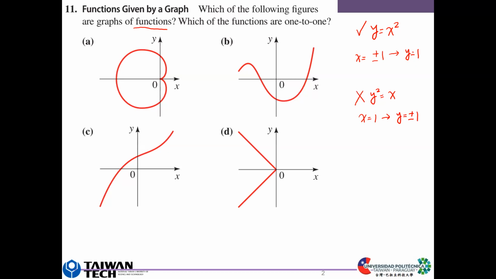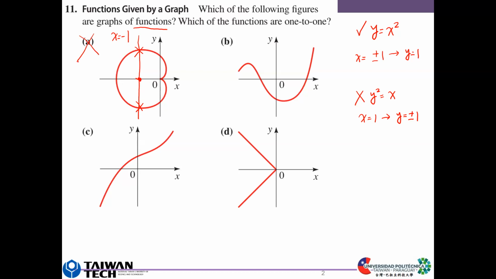If you are given a graph, the simplest way is just to draw a vertical line. For example, here, this line might be x equals minus 1. So you are given only one input, one x. But if you notice, it has two intercepts with the contour. That means for one x, it has multiple y. So this is not a function.